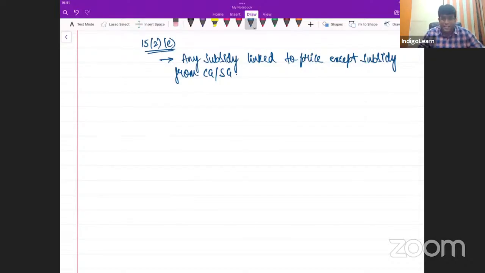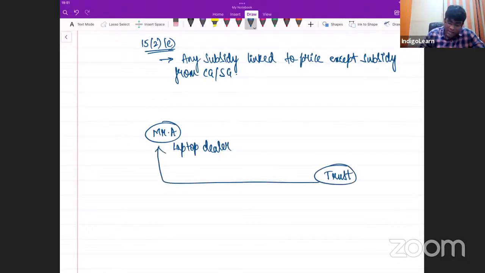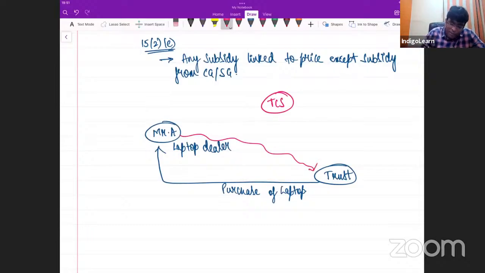So I'll give one example here. Let's say there is one person, Mr. A, who is a laptop dealer. Now there is one trust which approached this laptop dealer for purchase of a laptop. Okay, guys. Now, what has happened is there is one company, TCS, Tata Group. What they told is, Mr. A, the laptop price originally is 1 lakh, but what you do, you give to the trust only at 70,000.